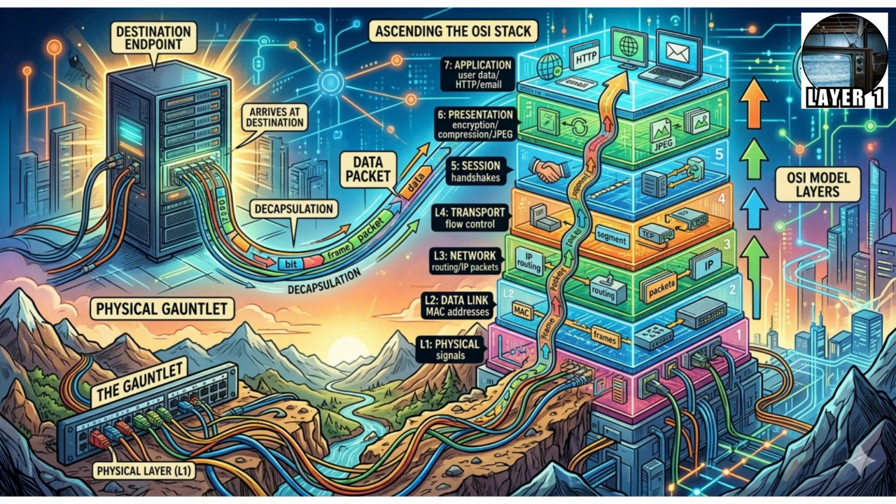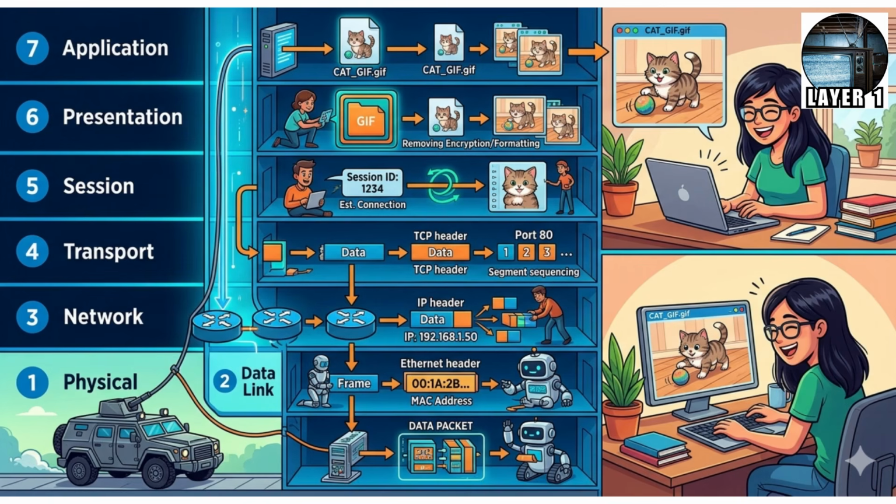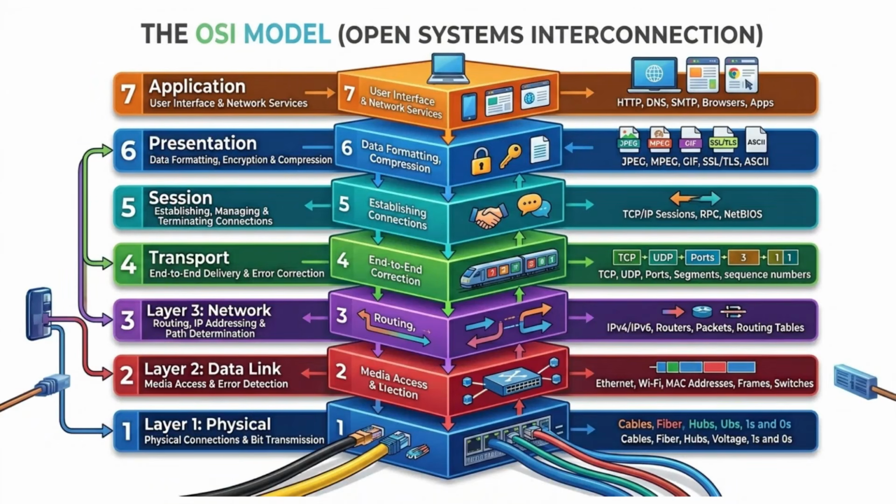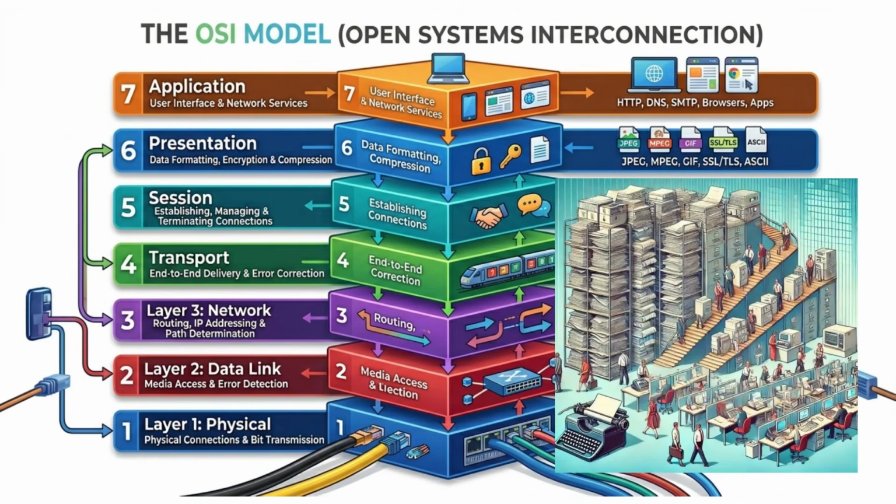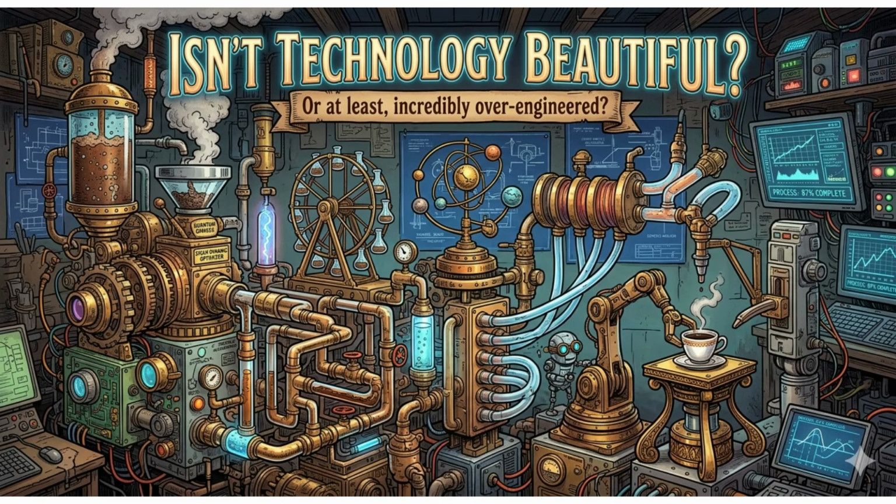After the data travels through this physical gauntlet, it arrives at its destination and begins the long climb back up the OSI stack, being unwrapped at every floor until it becomes that cat GIF on your friend's screen. 7 layers of complex, obscure, and often annoying bureaucracy, all so you can send a meme. Isn't technology beautiful, or at least incredibly over-engineered?